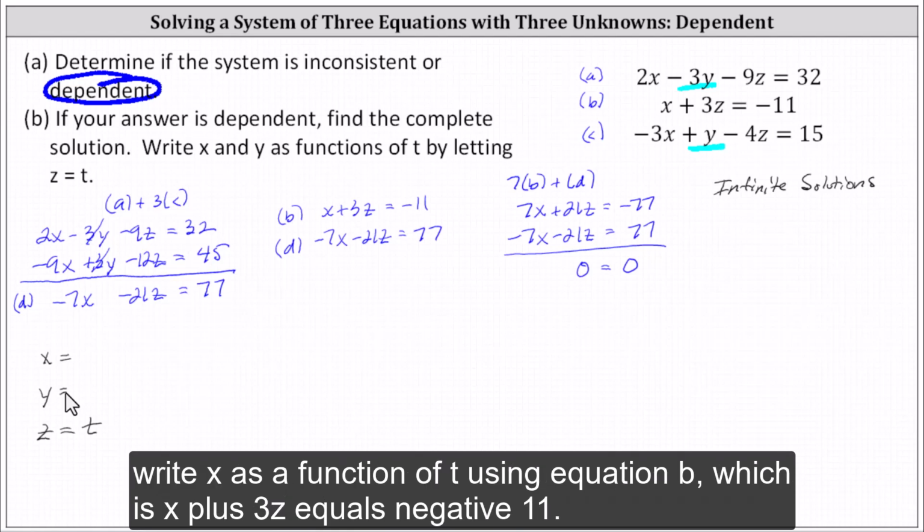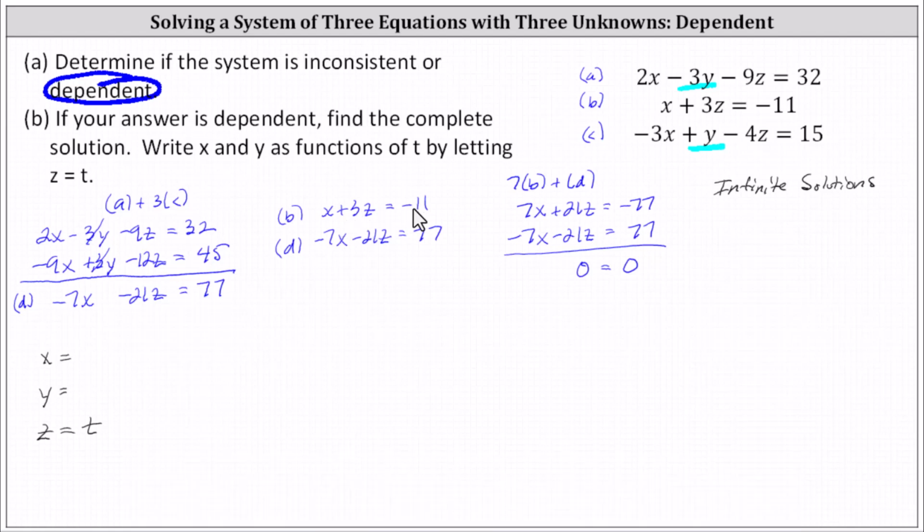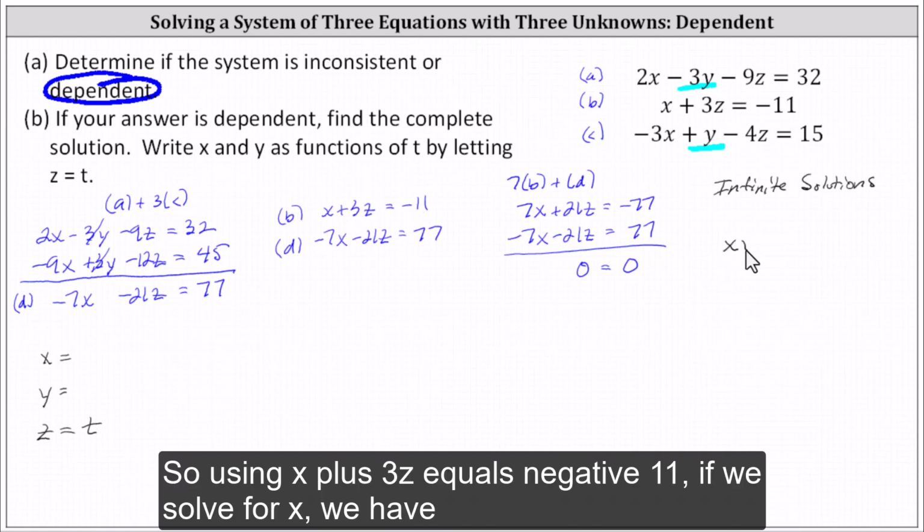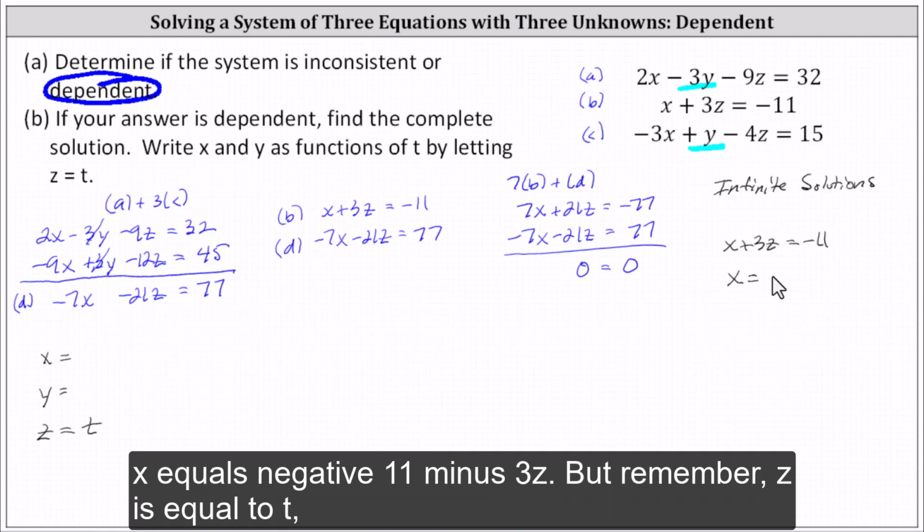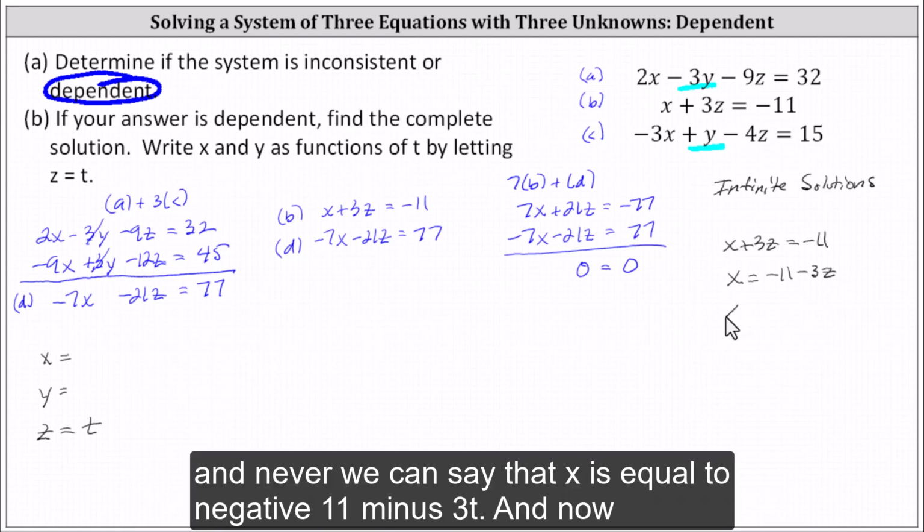Let's first write x as a function of t using equation B, which is x plus 3z equals negative 11. So using x plus 3z equals negative 11, if we solve for x, we have x equals negative 11 minus 3z. But remember, z is equal to t, and therefore we can say that x is equal to negative 11 minus 3t.